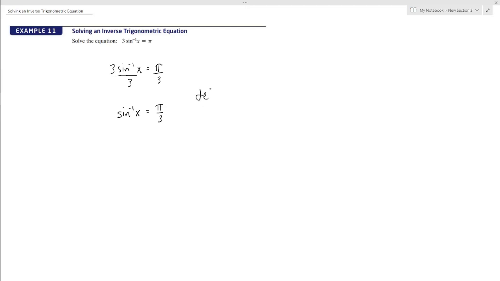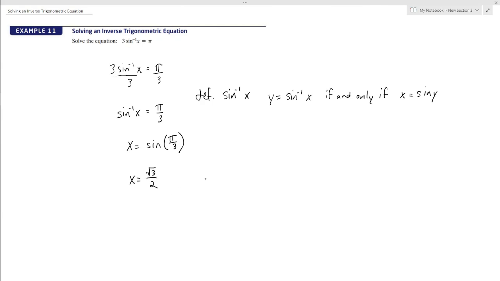Okay, and our definition of inverse sine: y equals the inverse sine of x if and only if x is equal to the sine of y. So we're going to say this is like our y, and y equals sine inverse x. So here we get to say x is equal to sine of pi over 3. And the sine of pi over 3 is the square root of 3 over 2. So that's our solution.